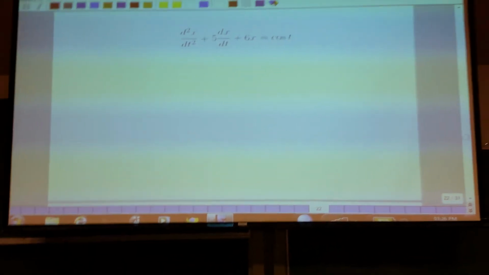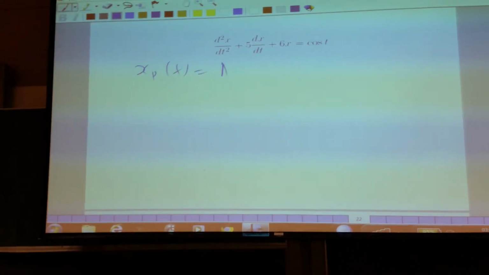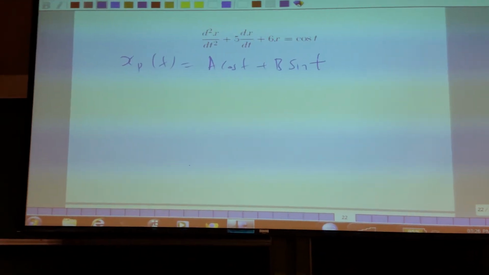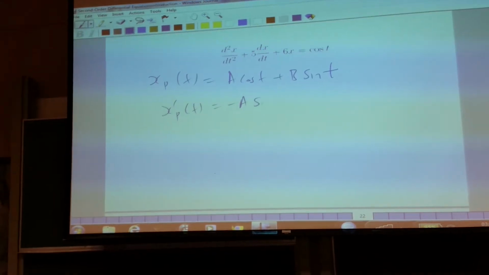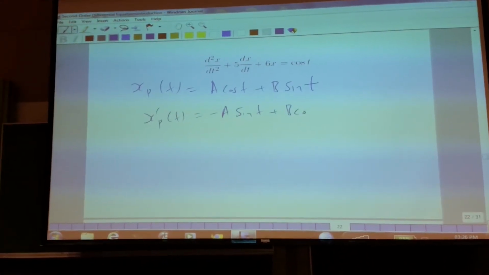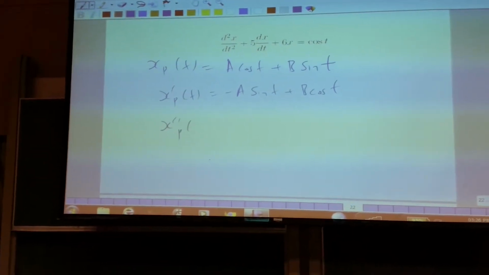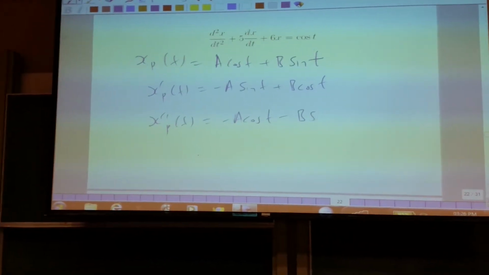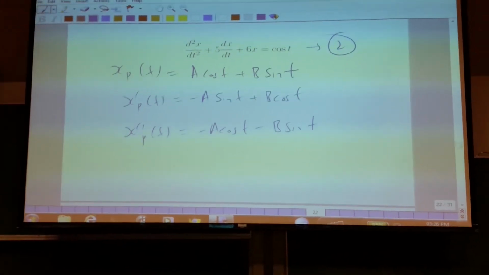So what next? How about choosing xp of t equal to a cos t plus b sine t? Where would this take us? Well, we're going to go x prime, or dx dt, is minus a sine t plus b cos t. We need to differentiate this one more time. So x double prime is minus a cos t minus b sine t. Put that in equation 2, what do we end up with?